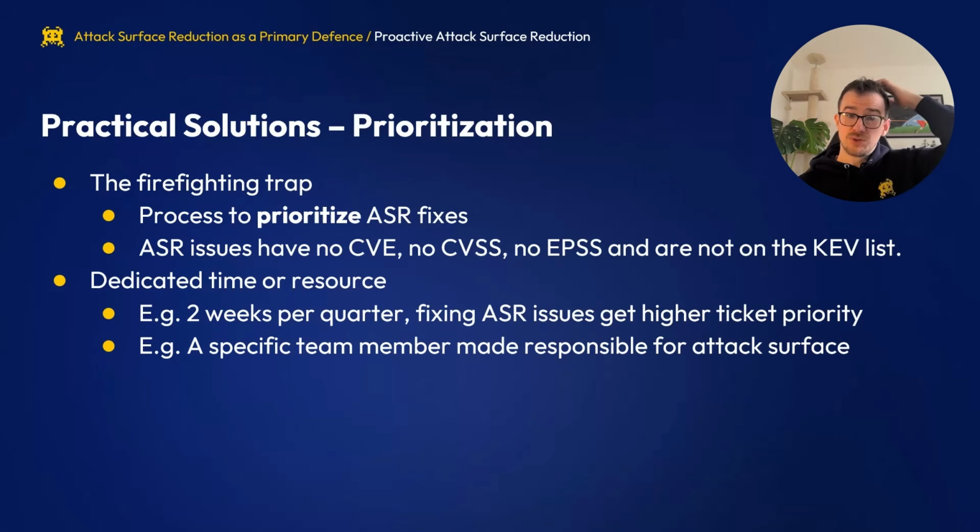So we'll make sure that we prioritize having some kind of dedicated time or resource towards fixing attack surface reduction issues. Examples could be something like we spend a defined 2 weeks per quarter where attack surface reduction issues get a higher ticket priority for getting fixed. So we can bump them up above some highs and criticals so that they actually take priority in those weeks. Or we could empower a team member and make them responsible for our attack surface, so that they're the ones creating those tickets and chasing them and making sure that those strategic changes get done.